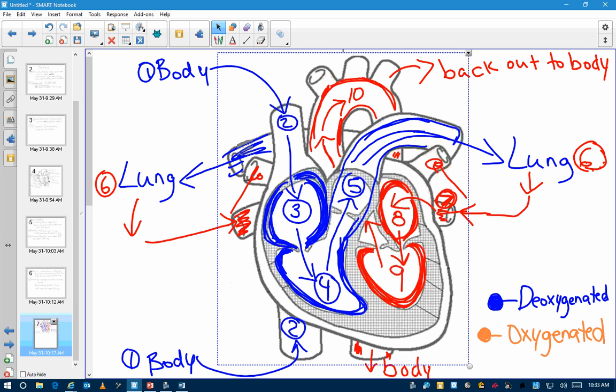But this side of the heart is deoxygenated and this side is oxygenated. So if you wanted to do all of this red and all this blue, you could.